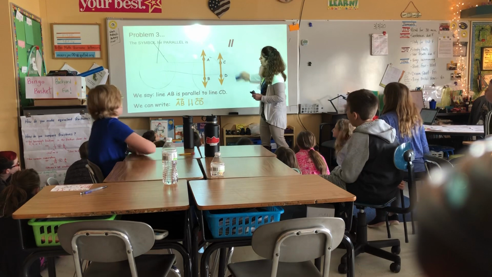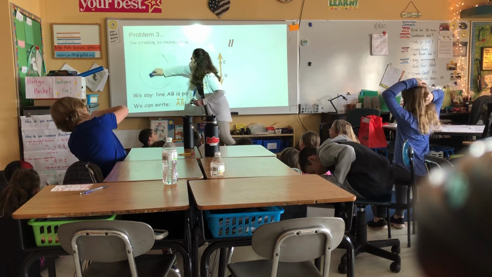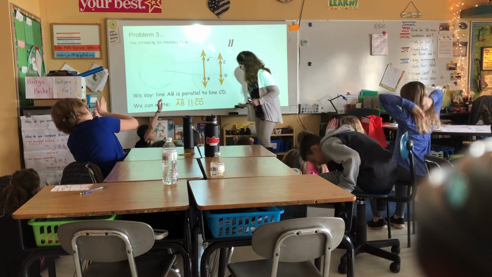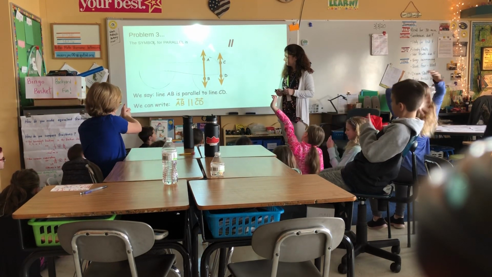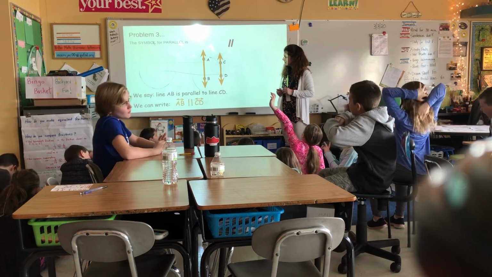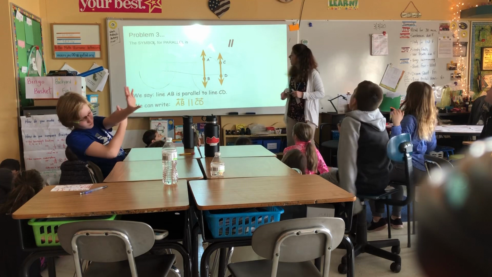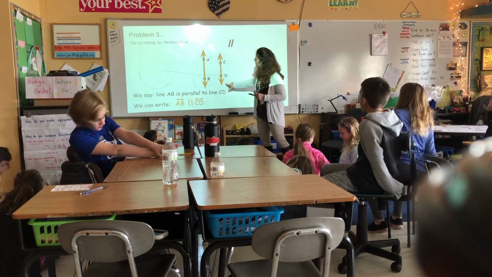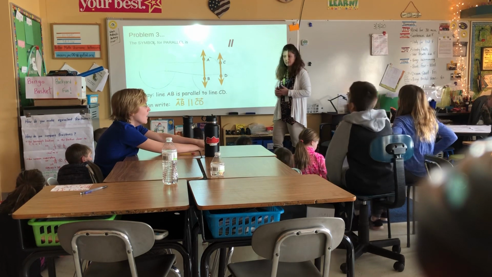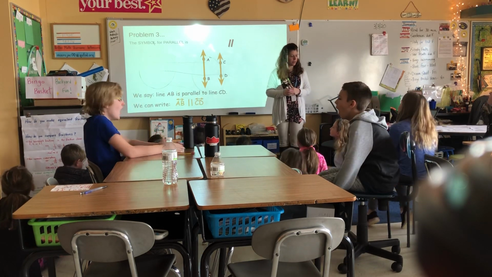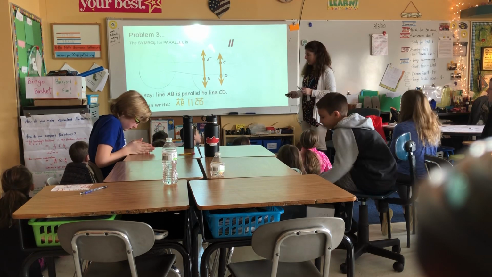The symbol for parallel. Does everybody see that? What does that look like? Does everybody see the symbol for parallel? Anthony? A sideways equal sign. That's a great way to remember that. So in this example, AB and CD, we say that line AB is parallel to line CD. Does everyone see that they're parallel? Yeah. And it could be a sideways equal sign. Great.